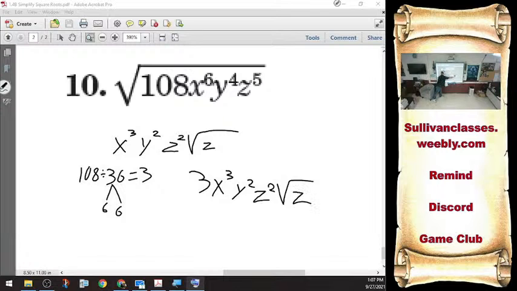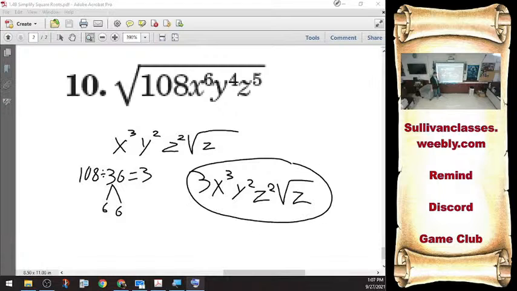Okay. Now, we have 108 divided by 36 was 3. So 36 breaks up into 6 and 6. Why'd you take a 3 outside instead of a 6?